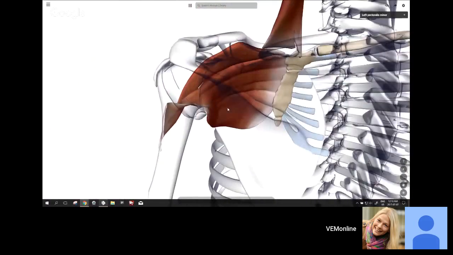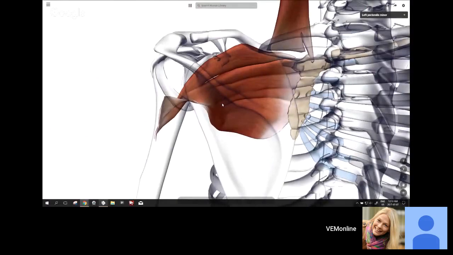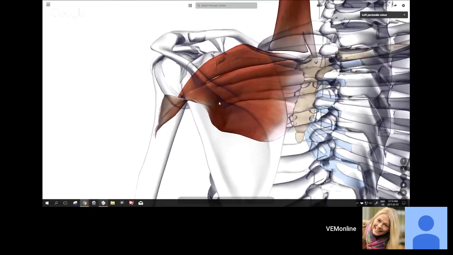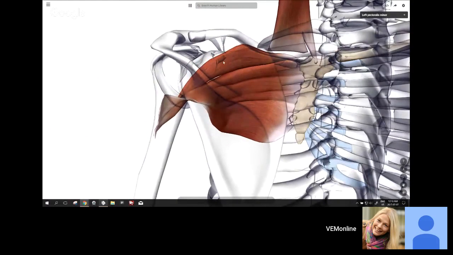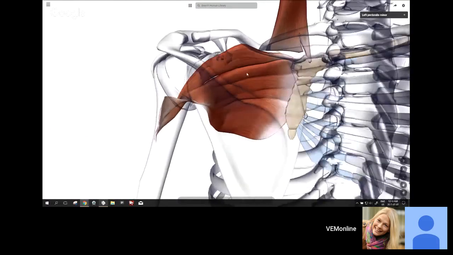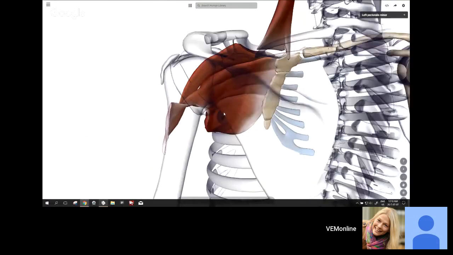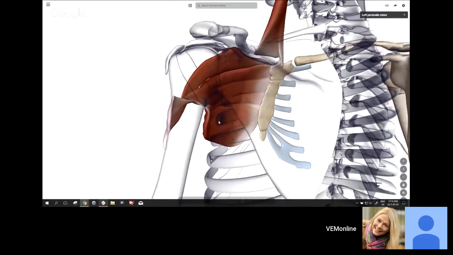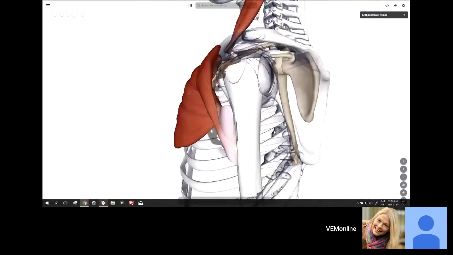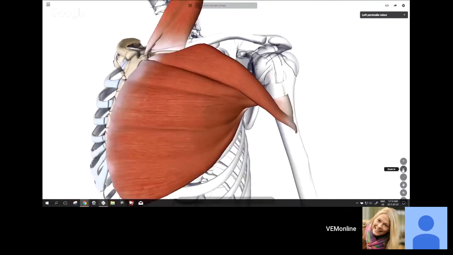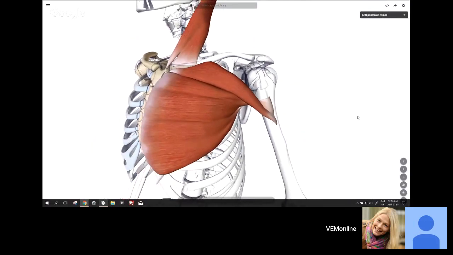Again, you can see that 180 degree twist. Most superficial fibers, clavicular fibers; one layer deeper, sternal fibers; and the deepest layer is the most inferior fiber bundle, that's the costal fibers. And that's pectoral. So let's take a look at the anatomy.